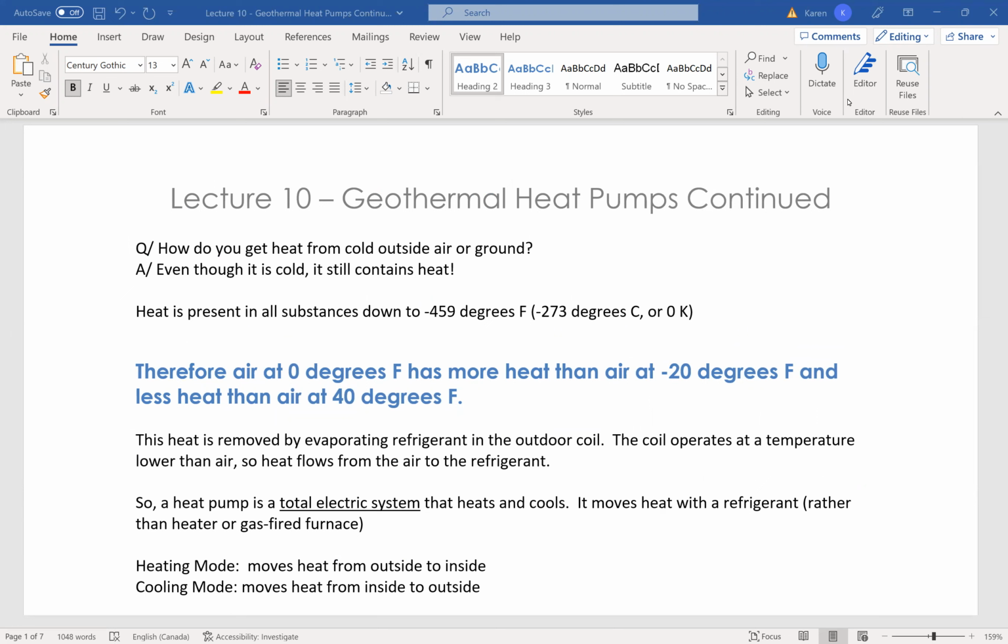So anybody who tells you you can't get heat from the cold, right? You can't get heat from a cold environment. Yes, absolutely you can, because heat is present in all substances down to negative 273 degrees Celsius. So air at 0 degrees Fahrenheit has more heat in it than air at negative 20 degrees Fahrenheit and less heat than air at 40 degrees Fahrenheit. However, there is still heat in it.